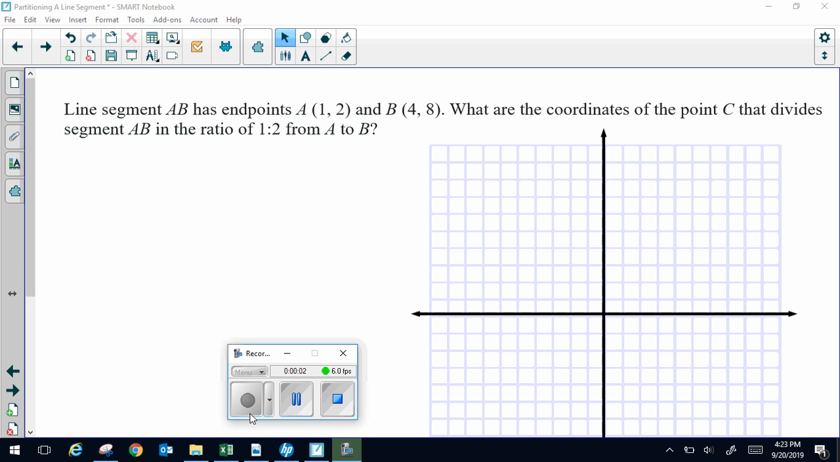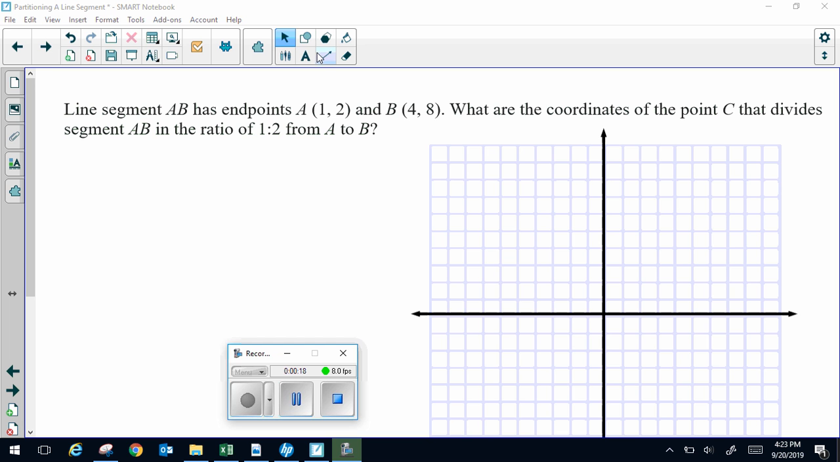All right, so these are partitioning segments. These are from the worksheet. This is number 1 from the worksheet, and it tells me I have line segment AB that has endpoints at A and B. They give me the coordinates, and they want me to find C that divides it into a ratio of 1 to 2 from A to B.